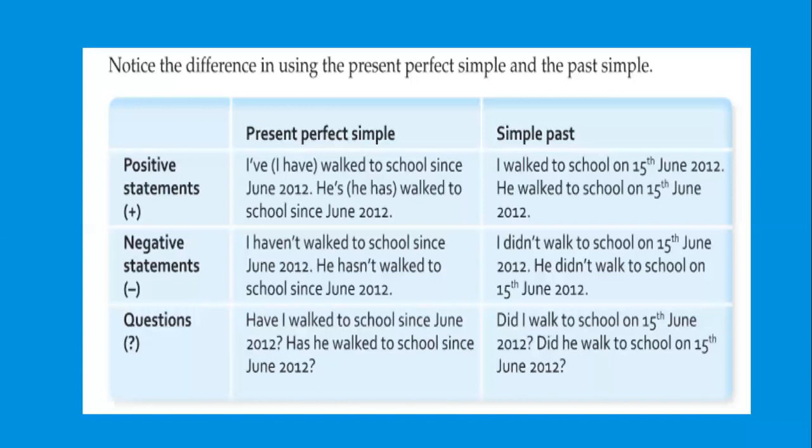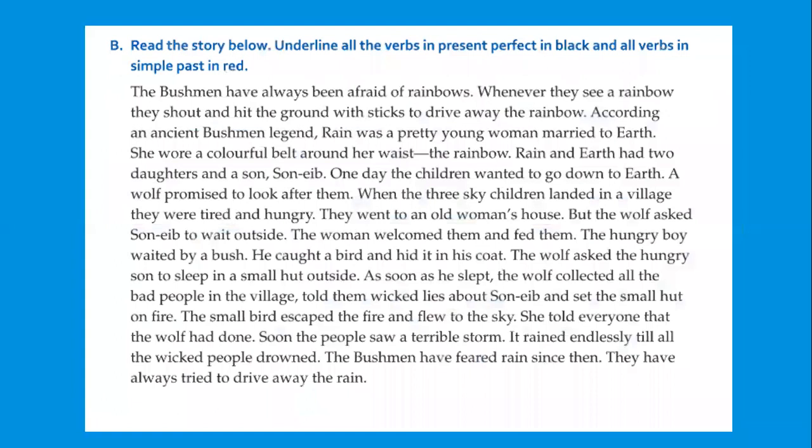And in the same way, if you are making a question form, what are you going to do? You will take the auxiliary verb first. So auxiliary verb plus subject plus V3. Have I walked to school since June? Did I walk to school on 15th June? This way you will be making the sentences.